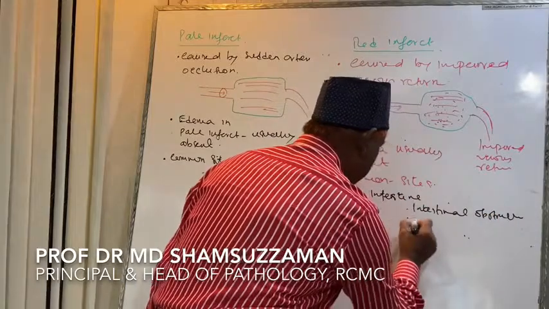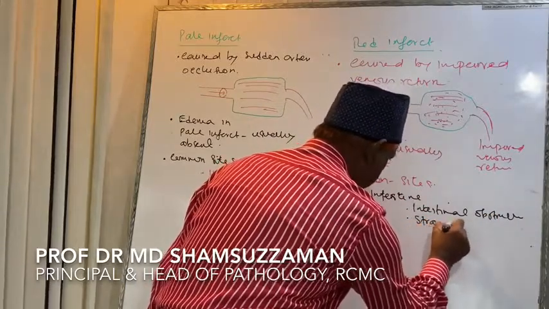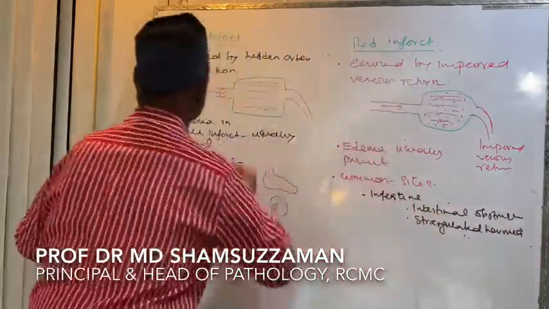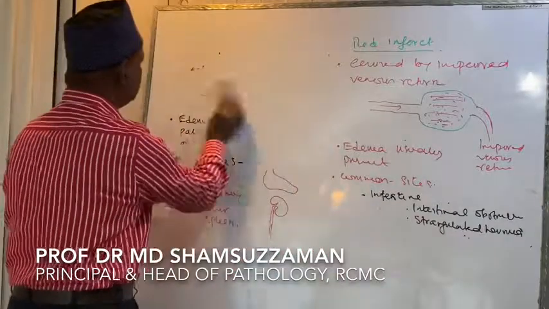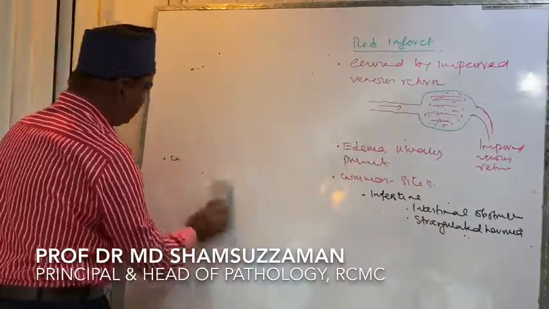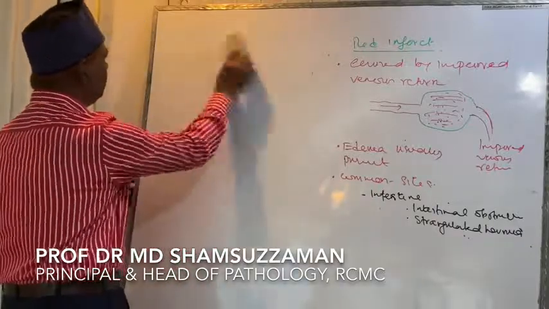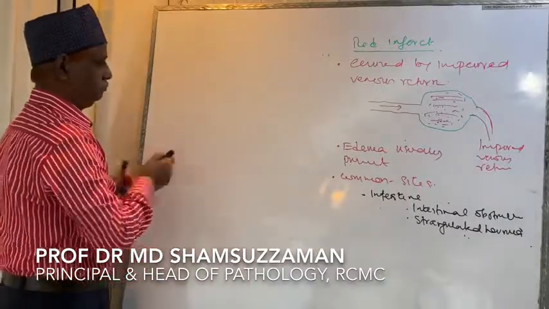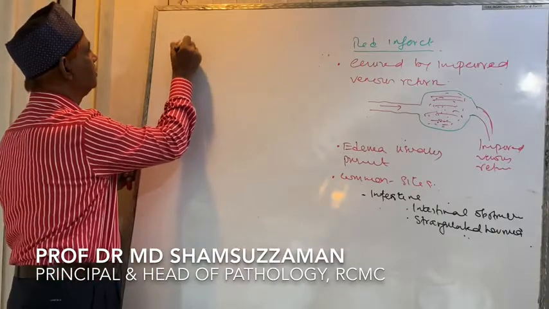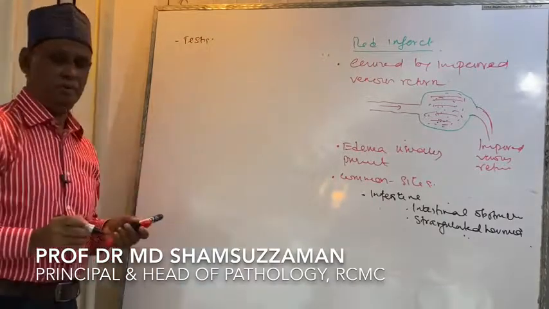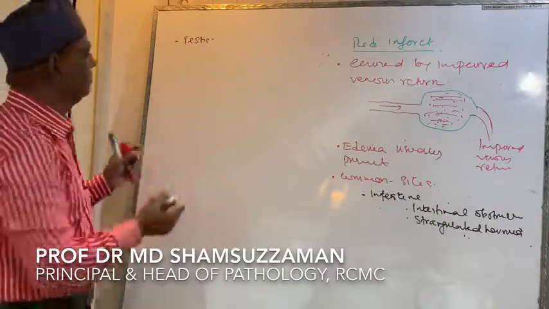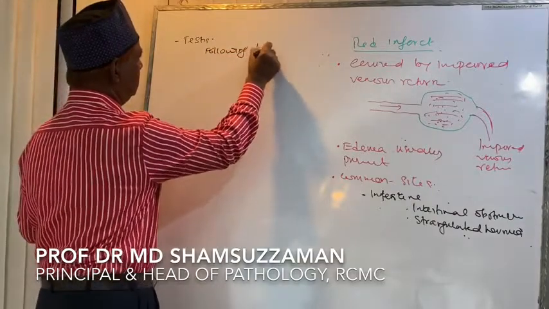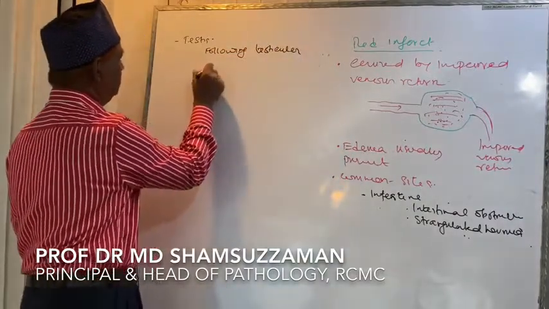Common sites: intestine, when there is intestinal obstruction or strangulated hernia. If there is intestinal obstruction, there is a chance of red infarct in the intestine, or if there is strangulated hernia, there is a chance of red infarct.